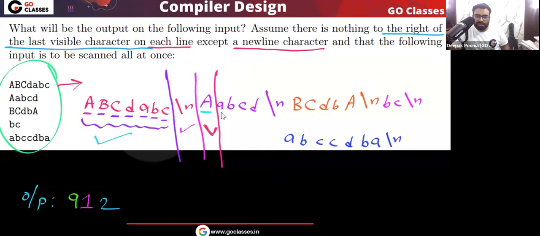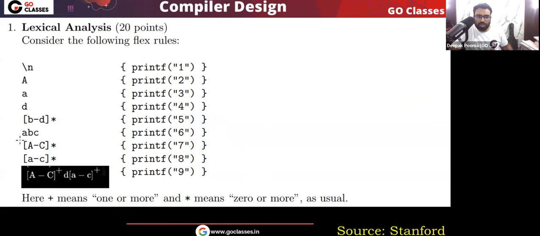Very simple. Next, you have small a, small b, small c. So small abc, this is in the race. This is also in the race. Yes or no? This is in the race. This is in the race.